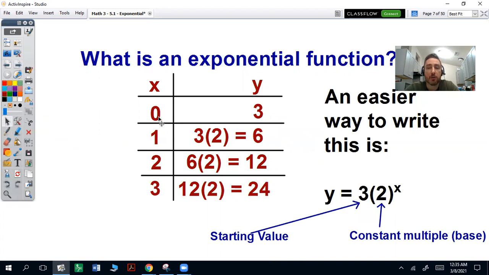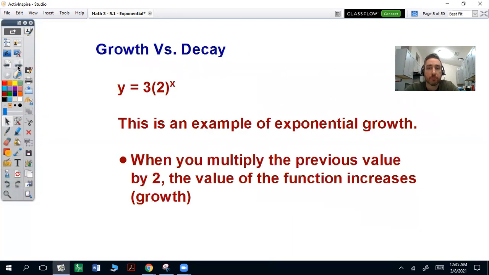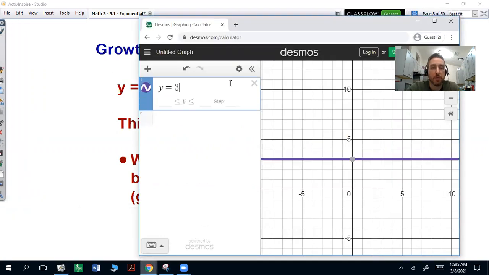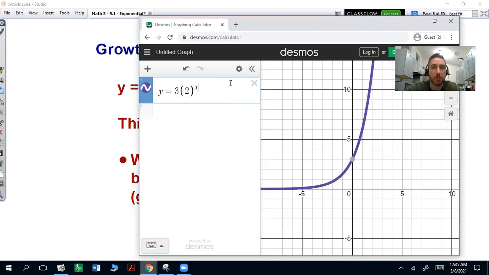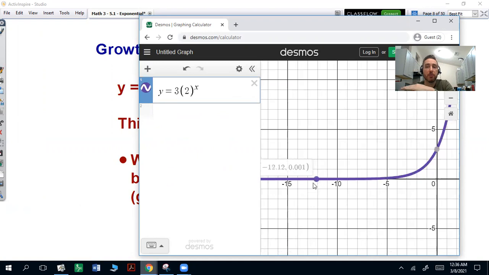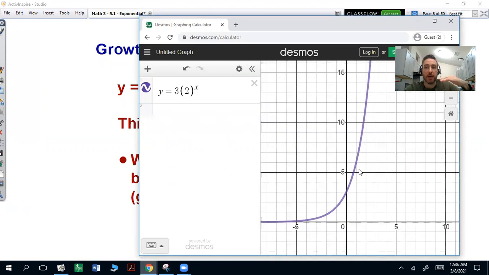So looking at that number, your starting value 3, your constant multiple, your base, what does that look like on a graph? Well, it's going to look like a growth. You do y equals 3 times 2 to the x power. It's got this curve, and it starts off really flat, because when you're in small numbers, it doesn't do much to increase it. But once you get to the positive values, it skyrockets. So when you double something, it increases very quickly. So exponential growth is going to look just like that.